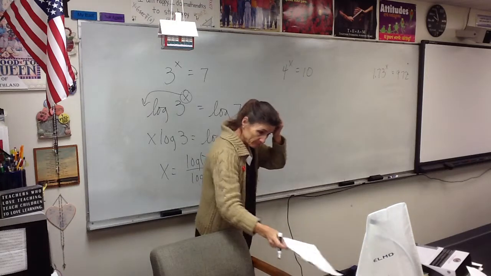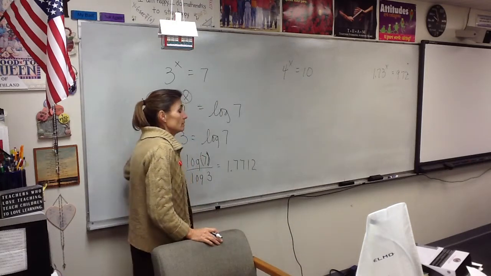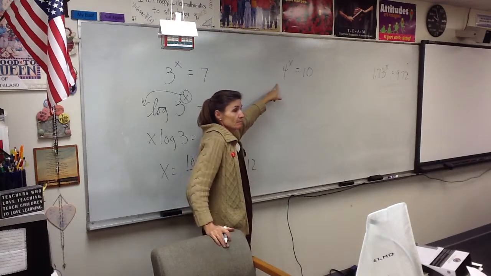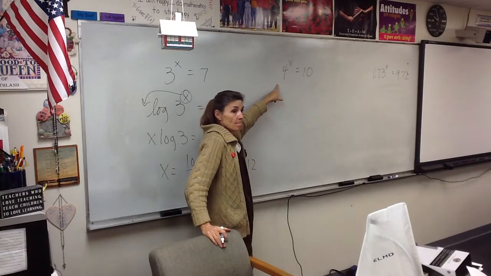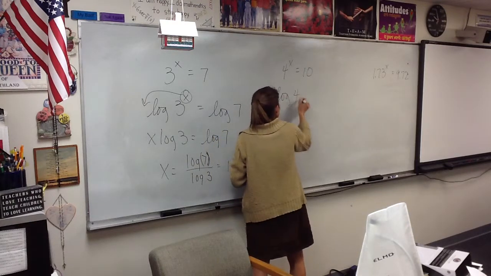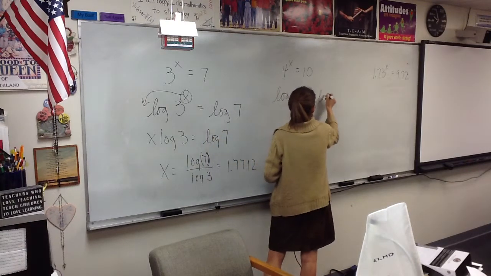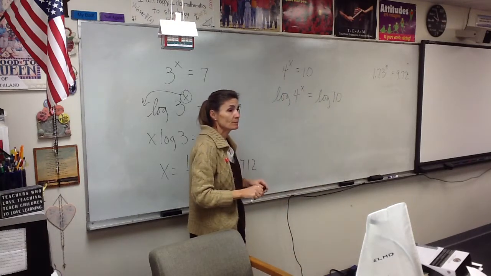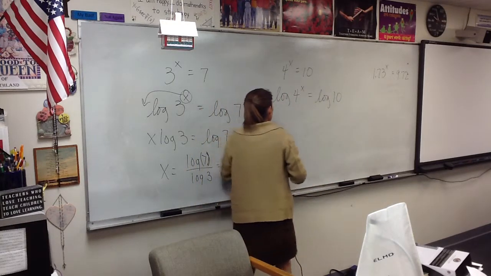Alrighty. How am I going to solve this? I take the log of both sides. And why do I need to do that again? Why do I mess around taking the logarithm of both sides? What does that now allow me to do? Makes the x come out in front.